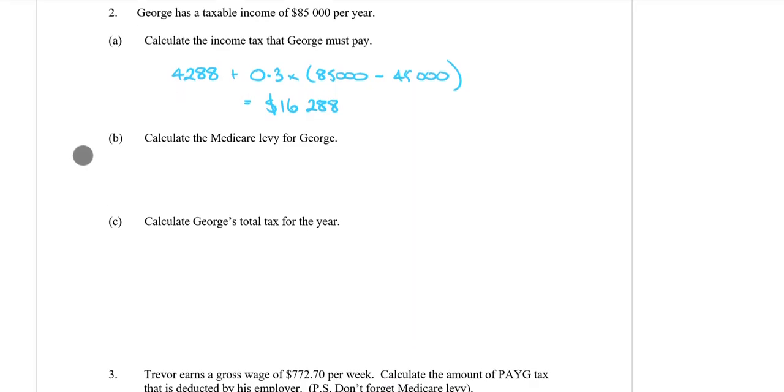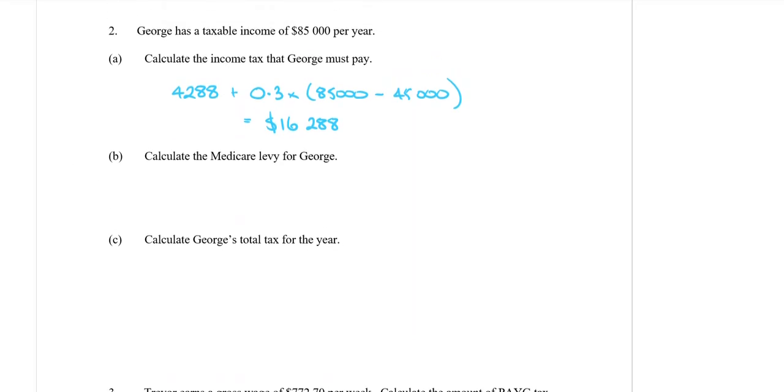Part B says to calculate George's Medicare levy. The Medicare levy from last lesson we learned was 2% of the income. 2% means 2 over 100 times by the 85,000. That is $1,700 in Medicare. Part C, calculate George's total tax for the year.